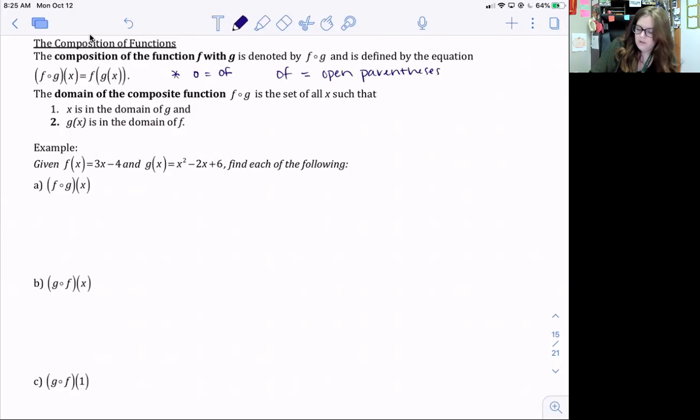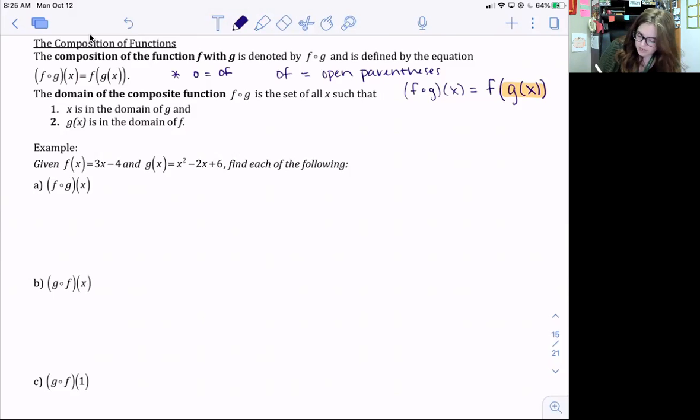Okay, so when we have f composition g of x, f of means we open parentheses, g of x, and then close your parentheses. So we're going to take g of x and we're going to plug it in for f. All right, so looking at this first one, we have f of x equals 3x minus 4, g of x equals x squared minus 2x plus 6.